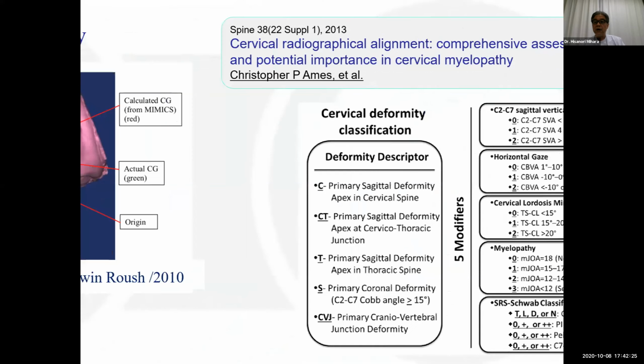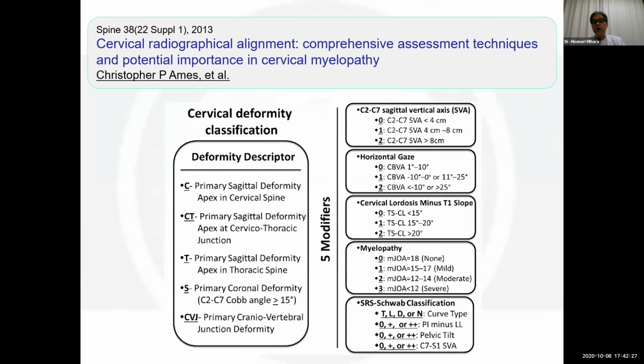I don't know if he knew it or not, but when Dr. Ames introduced his concept for comprehensive assessment in cervical deformity classification, he did not use COG, but used the C2 and C7 prime lines as reference lines of the cervical spine. In any case, this paper affected lots of spine surgeons in the world. Then let me introduce their concept.